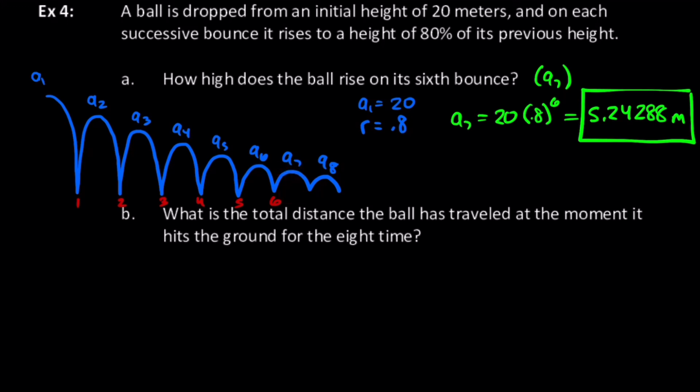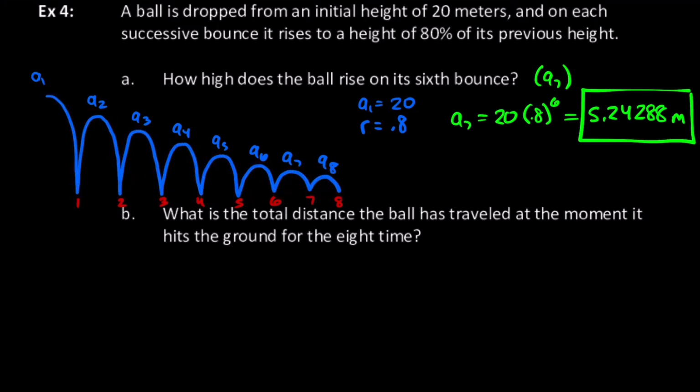Now, that's not too bad. This next question is where it gets challenging. It says, what is the total distance the ball has traveled at the moment it hits the ground for the eighth time? Okay, well, let me keep going here. So that's 7 and that's 8. So now what I need is how far has this traveled by the time it gets here? So I want this whole distance. Well, that's going to be a little bit challenging.